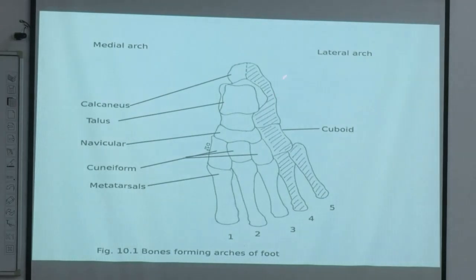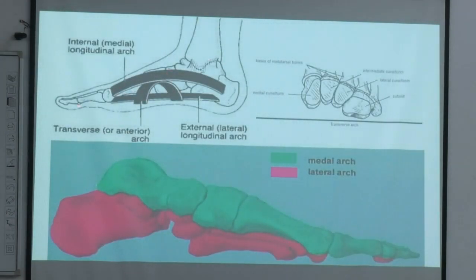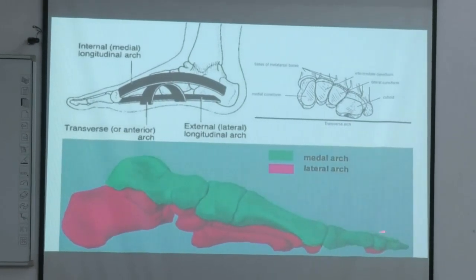Next, these bones are forming the shaded area, the lateral arch, and these are forming the medial arch. You have known the bones. Next, here you can also see this medial arch is more curved than the lateral arch. That one is the lateral arch and this is the transverse arch. Okay, the transverse arch has been shown. These are the bones forming the two arches.